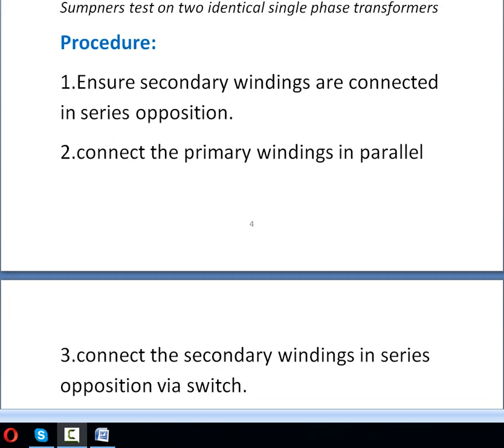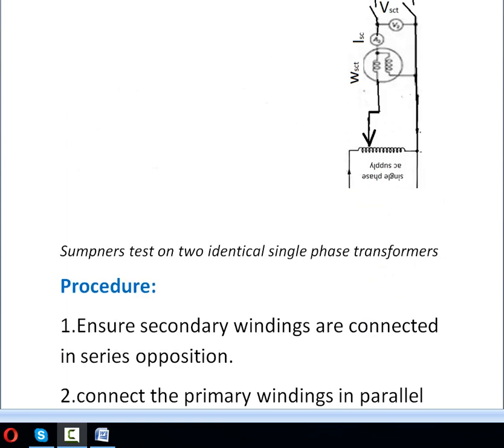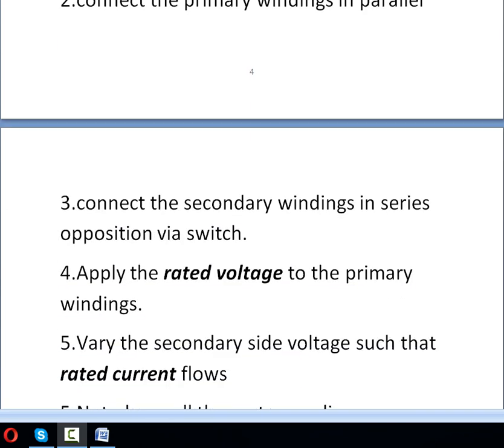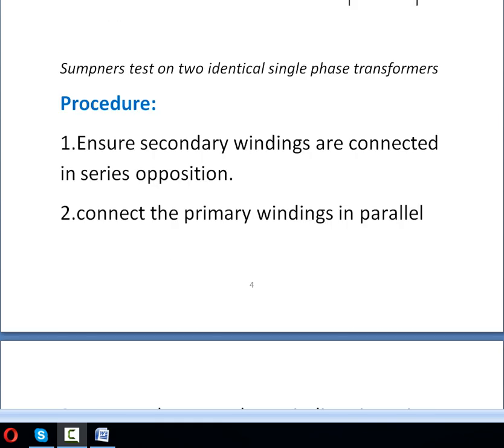Next, connect the primary windings in parallel. This is the primary winding of the first transformer. This is the primary winding of the second transformer. So this and this are connected in parallel. Next, connect the secondary windings in series opposition via switch.